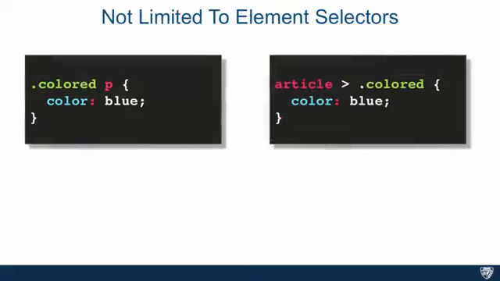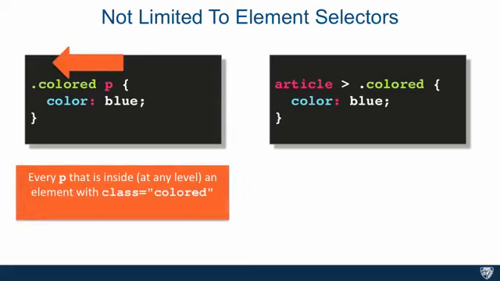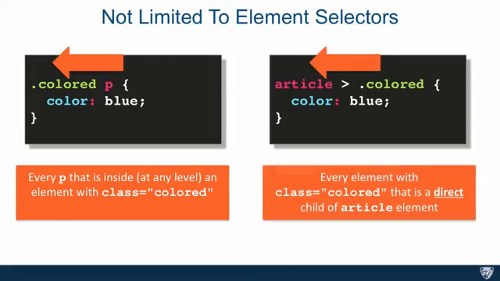Now, I want to point out that these selector combinations aren't limited to element selectors, even though that's what I've used in the examples. For example, we can have .colored space p, and that will mean, again reading it from right to left, that every p element that is inside at any level of an element with class equals colored will have its text color turn blue. In the case on the right, we're using a direct child selector to say that every element with the attribute class equal to colored that is a direct child of an article element will have its text turn blue.